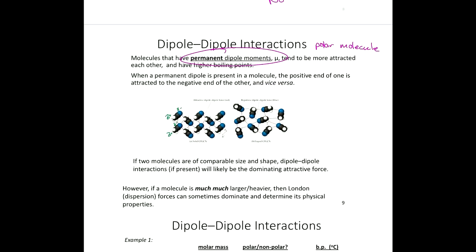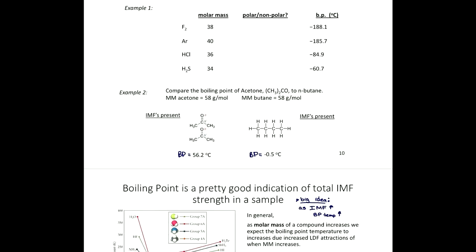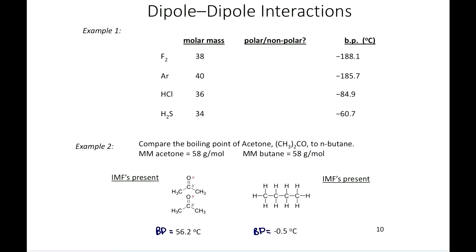I like to think of it like this. This attraction is called dipole-dipole interaction, which means you have one permanent dipole attracted to another permanent dipole. Two things with permanent dipoles attracted to one another. So the name implies what has to be present. All right, so let's look at some examples. Let's look at example 1.